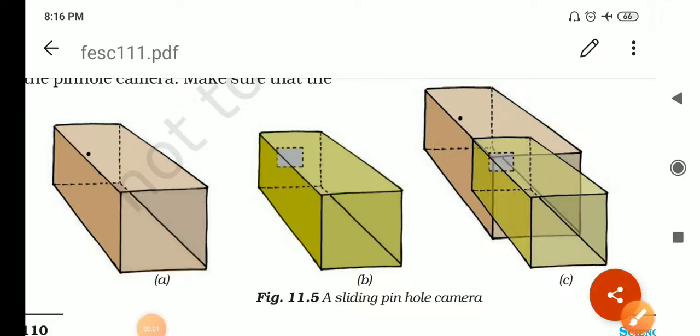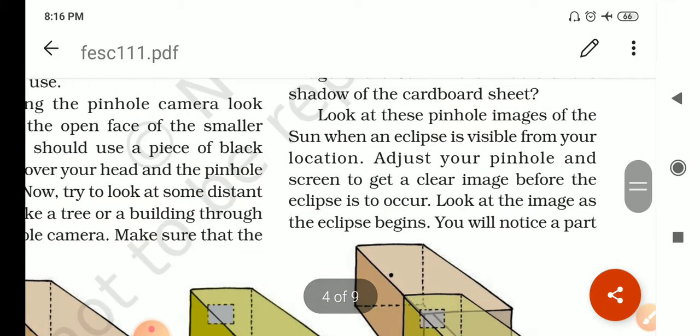Good morning, kids. In the last video, I told you about the pinhole camera, how a pinhole camera is made, and what is the principle behind the image formation, right? And a pinhole camera you can use to see the eclipse also. Look at these pinhole images of the sun when an eclipse is visible from your location, right? And by adjusting the pinhole camera, you can get a clear image before the eclipse is to occur.